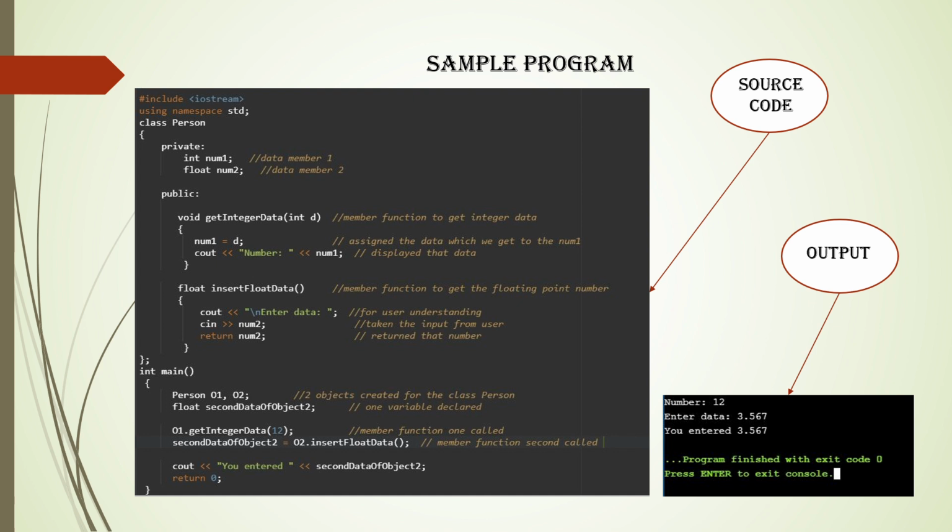The get integer data function is called for the object O1, like O1 dot get integer data 12. 12 is passed as an argument here. So this sets the value of num1 for object O1 to 12, meaning num1 will be assigned 12. The insert float data function for object O2 is called, and the return value of the function is stored in a variable, second data of object 2, like second data of object 2 equals O2 dot insert float data. Likewise it will get executed and produce the respective result.